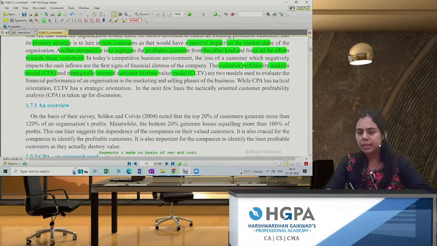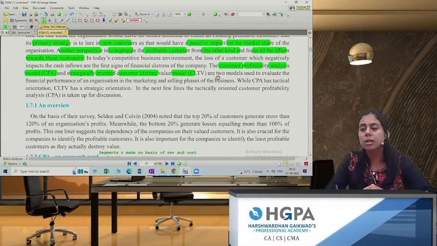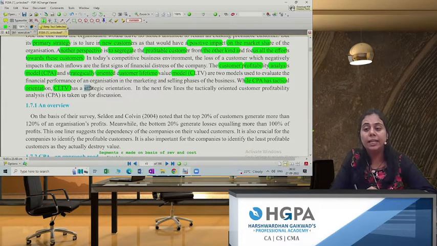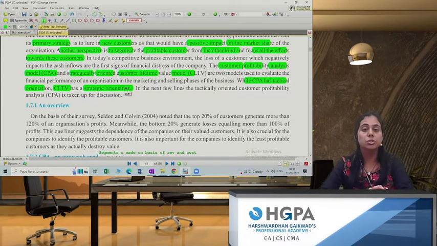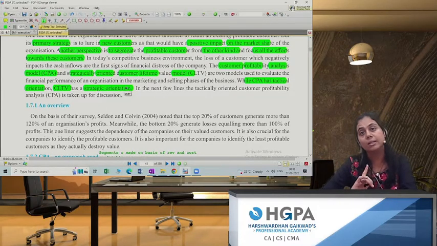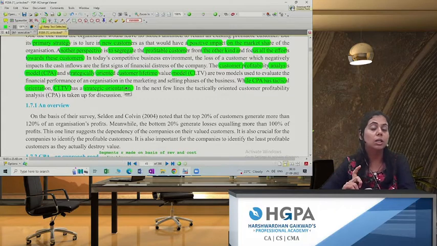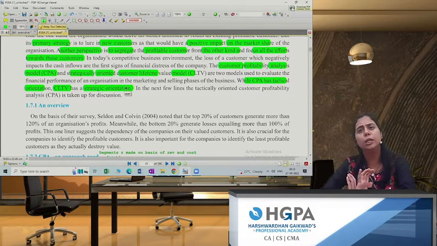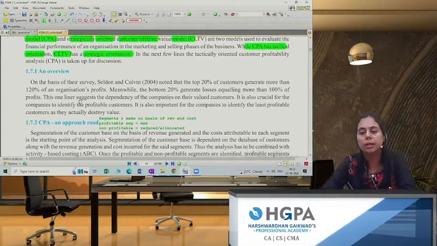Okay, we'll start with the CPA. Let's have a basic introduction. CPA has a tactical orientation while CLTV has a strategic orientation. Strategic means what the top level management does, that is the strategy. And tactical means the day-to-day working, how the company is working on day-to-day duties. So they are telling that the CPA model is related to the day-to-day, the tactical, and CLTV is related to the strategic orientation.